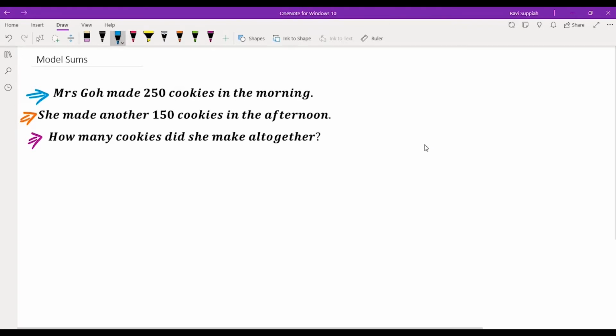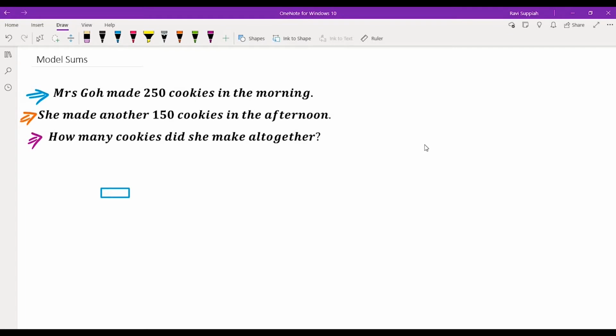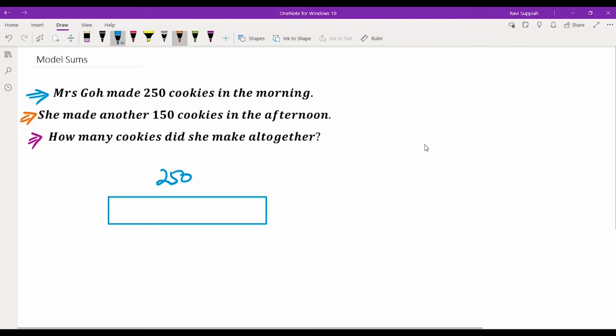For the first line, we are told that Mrs. Go made 250 cookies in the morning. So let's draw a shape that represents 250 cookies. Now this is basically the number of cookies that Mrs. Go made in the morning. Okay, now in the second line, we are told that she made another 150 cookies in the afternoon. So let's draw another block to represent this 150 cookies.